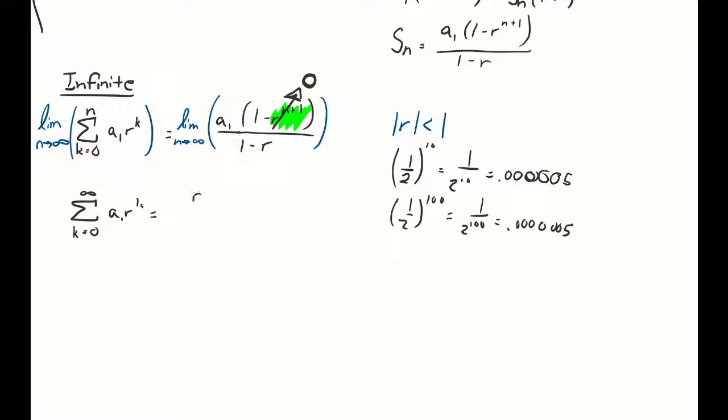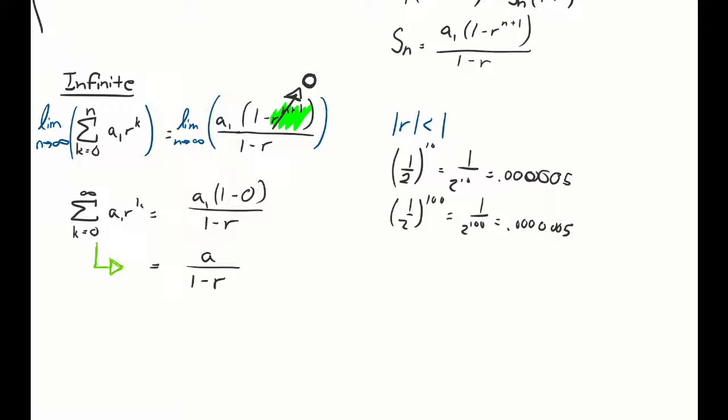That leaves me with a sub 1 times 1 minus 0 over 1 minus r, which is equal to a over 1 minus r. Hey, there we go. So we have seen this claim that the summation of an infinite geometric series is equal to a divided by 1 minus r.